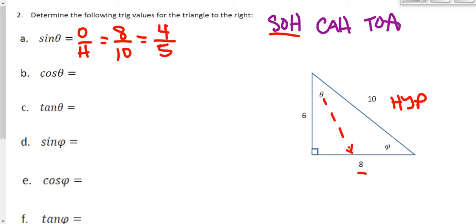Let's go ahead and try to find a cosine. The cosine of theta is going to be the adjacent over the hypotenuse. The adjacent's over here. So it's going to be adjacent over hypotenuse, which is 6 over 10, and I can reduce that to 3 over 5. Last but not least, I have the tangent.